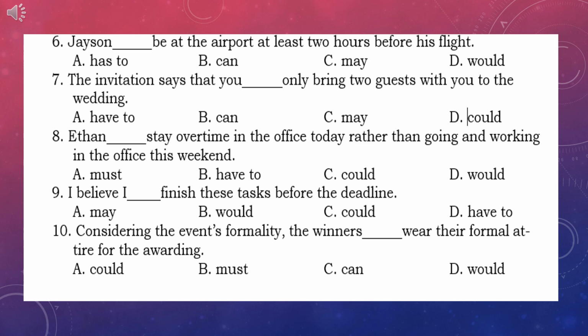Number eight. Ethan blank stay overtime in the office today rather than working in the office this weekend. Is it A, must stay, B, have to, C, could stay, or D, would stay? The correct answer is letter A, the modal must. Ethan must stay overtime in the office today. What's the idea communicated? It's the idea of obligation, as if it's an obligation for Ethan to stay overtime in the office that day.